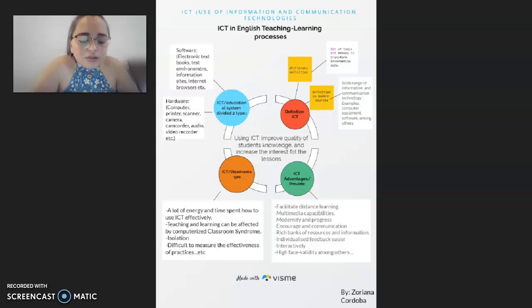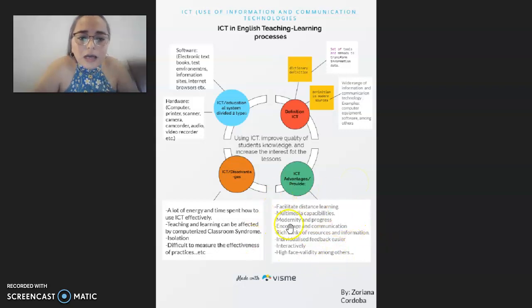Here we can find some examples that are the next. For example, computer equipment, software, cell phone, email, cellular and satellite technologies, wireless and cable networks, multimedia, internet, among others. We have a lot of options for these examples. Then we have the ICT advantages.